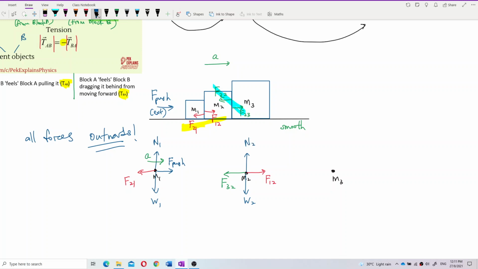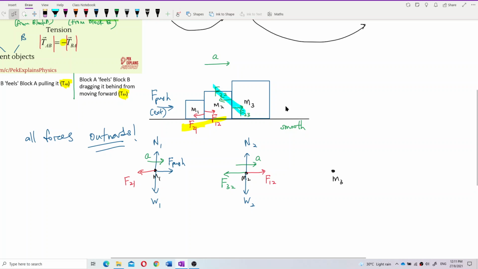One thing I want to tell you is this weight you must identify with subscript W1 and W2. Don't just put W or normal force without a subscript. No, this is wrong. You must have a subscript, understand? You must label them because they have different weights and different normal forces, so you must put W1, W2, and N1, N2. Okay, and then acceleration, just draw beside.